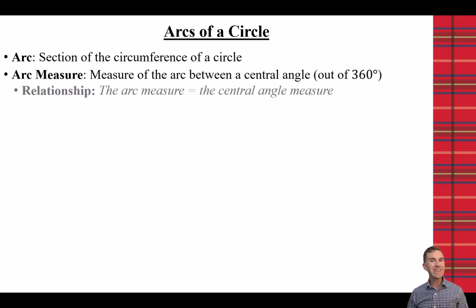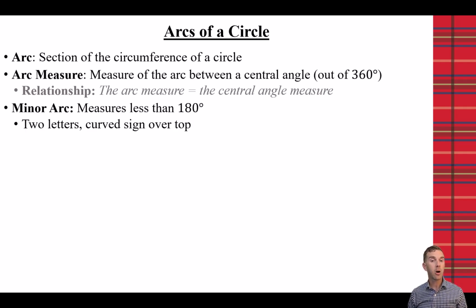Now let's discuss what is an arc when we're talking about arcs in a circle. So an arc is a section of the circumference of the circle. And when we talk about the arc measure, we're talking about it as an angle measure out of 360 degrees. And it's the arc measure that's between that of the central angle that's intercepting it. And what we know is that the measure of the arc is going to be the same as the measure of the central angle.